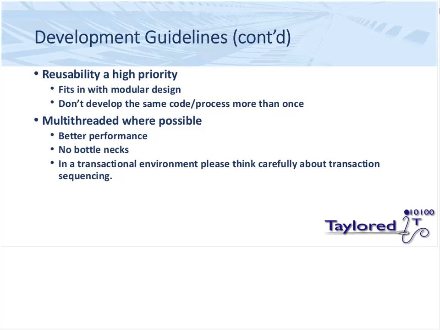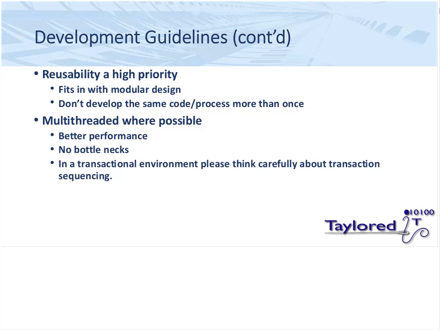Then you also want to try and make your process multi-thread wherever possible. Firstly, it gives you better performance, so you can process more transactions through. It avoids bottlenecks. Although one big thing in a transactional type environment that you really have to be careful about and think about is transaction sequencing, if it's important. So if I process some sort of transaction and it creates a record, and then I receive an update to that record, which I go and modify, and then another update to that, if I process those in the wrong sequence, I could have problems.